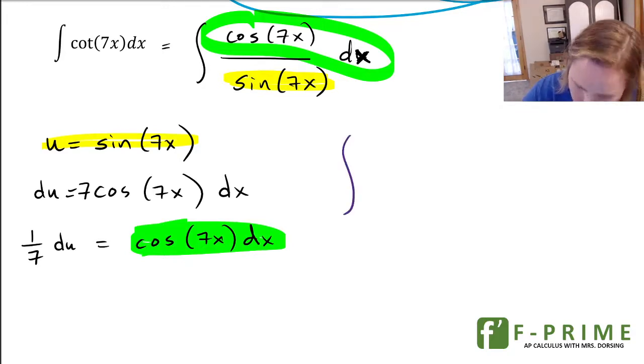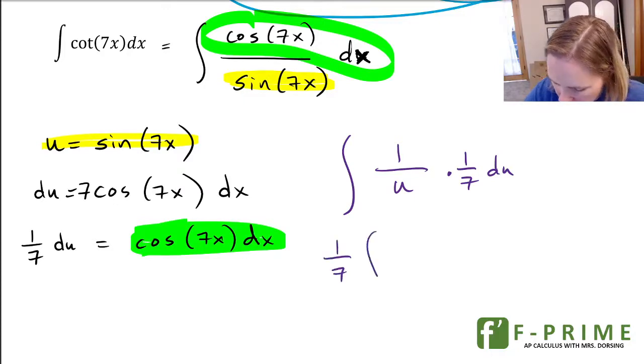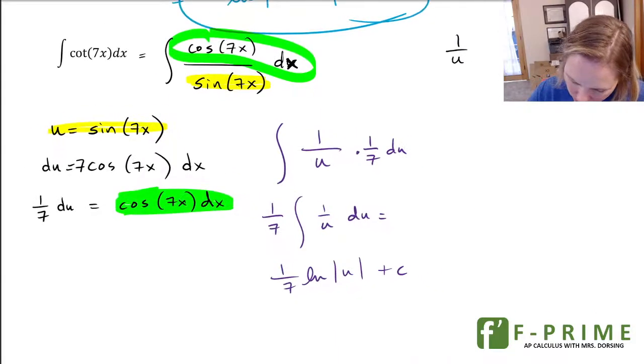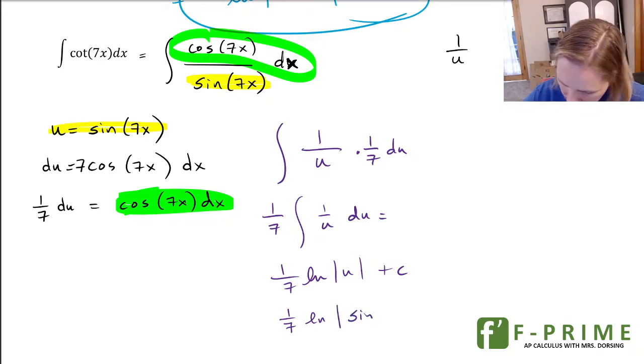I'm going to do the integral of 1 over u times 1/7 du. So that's going to be 1/7 times the natural log of the absolute value of u plus c. So we just have to remember what u was. Always record, by the way, anytime you do a u substitution, you have to record it. The AP grader has to be able to follow your line of thinking. So always write every little thing down. So here we go. Natural log of the absolute value of sine of 7x plus c.